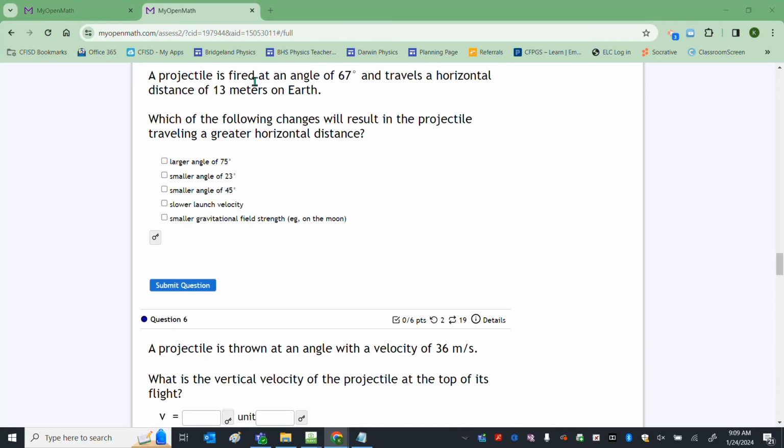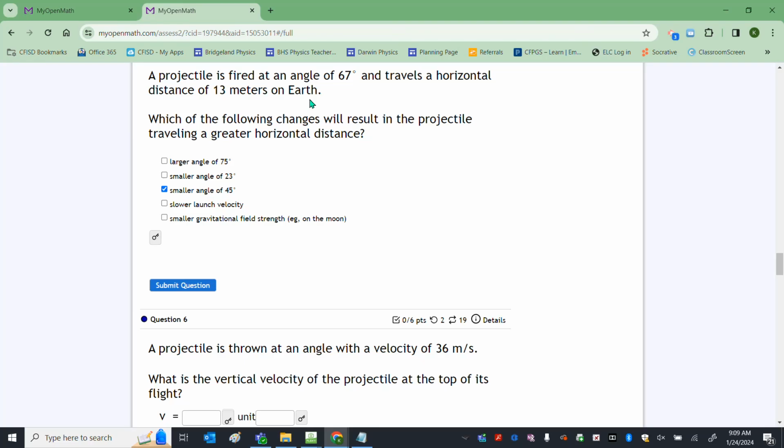is fired at an angle of 67 degrees and travels a horizontal distance of 13 meters on Earth. Which of the following changes will result in it traveling a greater horizontal distance? It wasn't really specifically covered in your quiz about the 45 degrees versus the other angles, so I wanted to just really quickly remind you. You're going to get the greatest horizontal distance if you have a launch of 45 degrees, period. And if it's equidistant from 45, then you'll have the same exact range.